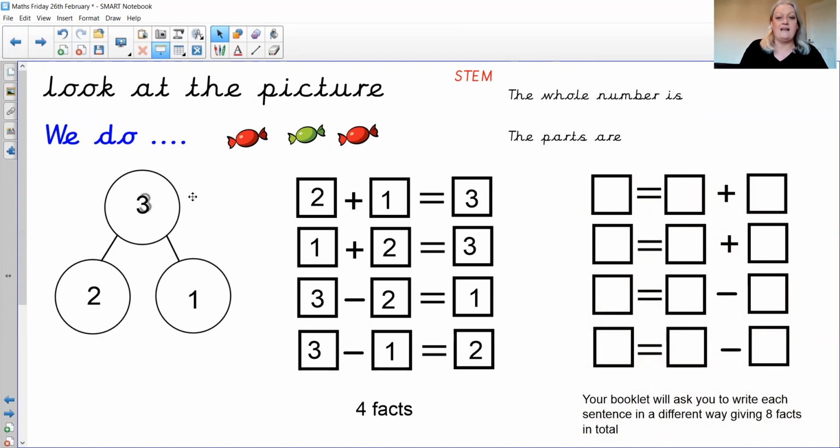And let's start. I'm going to start with 3 is the same as, it is equal to adding up my parts. So if I add up 2 and I add 1, I'm going to equal 3. So another addition. So again, my whole number is going to go at the front, and that is the same this time as 1 add 2.